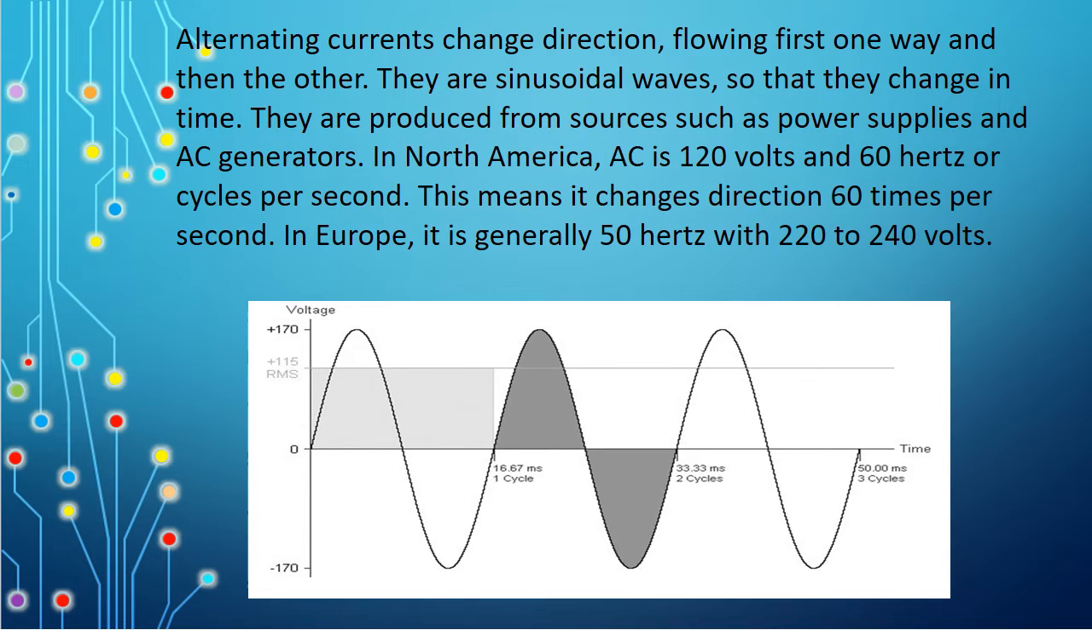In North America, alternating current is 120 volts and 60 hertz. So it's lower than the Philippines. 60 hertz or cycles per second means it changes direction 60 times per second. In Europe, it is generally 50 hertz with 220 to 240 volts. That's an example of alternating currents.